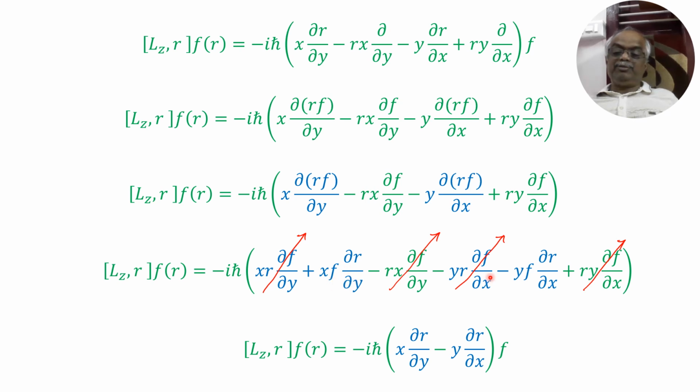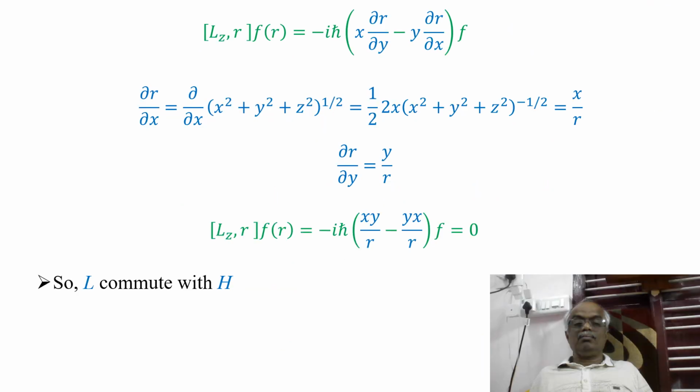Here you have f, here you have f. You take f as common. Then the first term will be x delta r over delta y. The next term is minus y delta r over delta x. We are taking f outside. Now we will reduce it further. So now we got this relation.